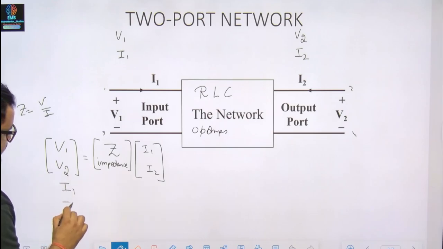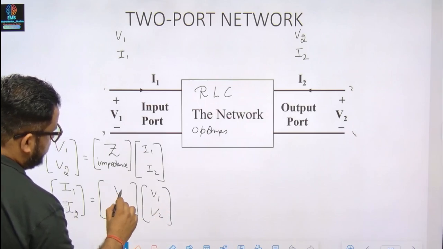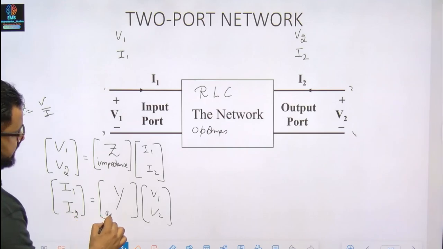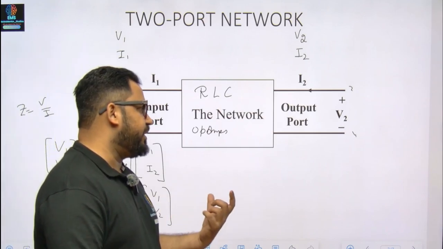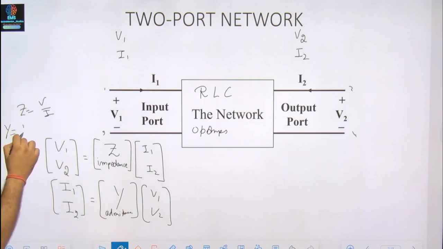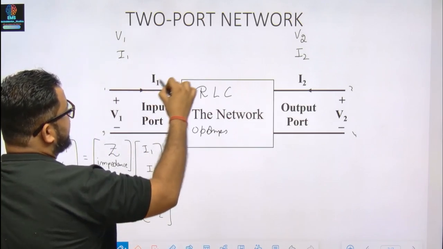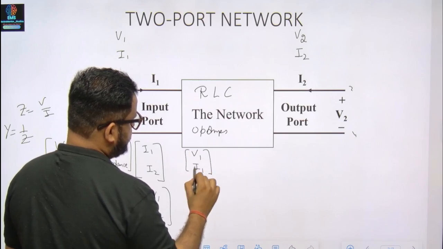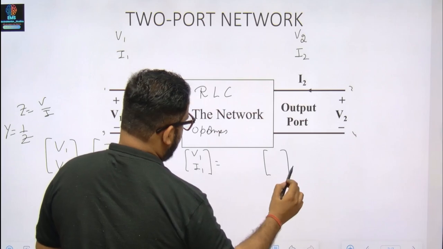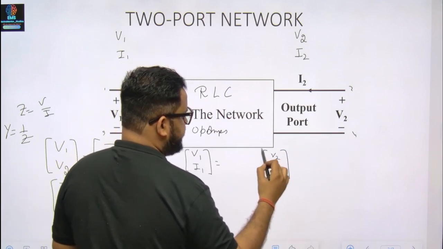Similarly, let us say I1 and I2 connect together to give me V1 and V2. This becomes the admittance parameter, the Y parameter, which is nothing but Y equals 1 by Z. Now, let us take both the things at input, that is we have an input voltage, we have an input current. Similarly, when we are looking towards the network from the output side, we have an output voltage and an output current.